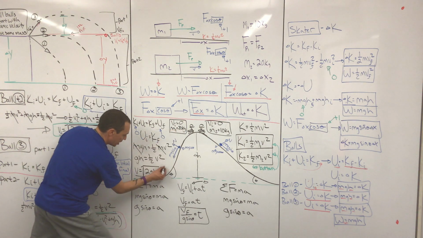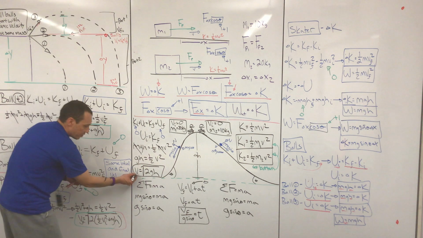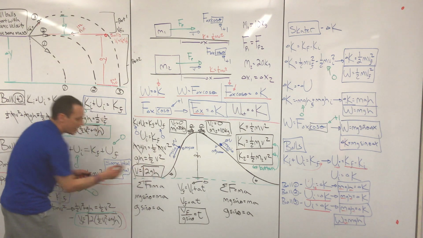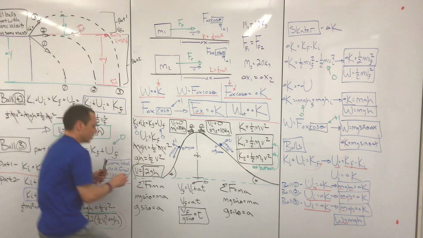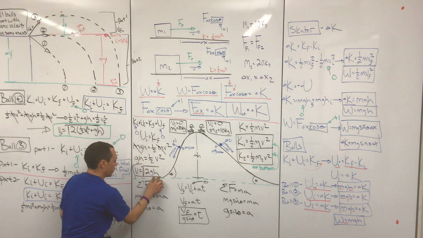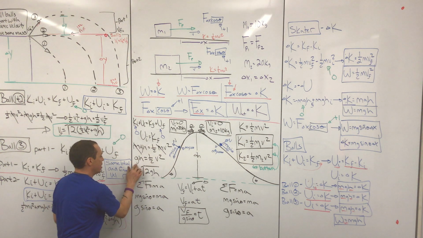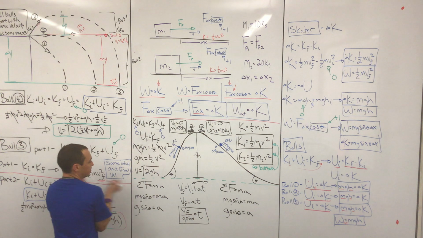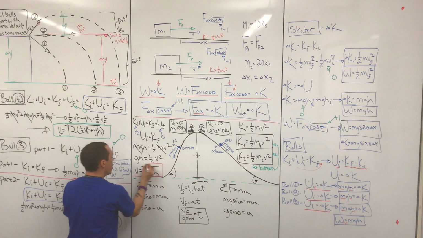So at the bottom of the hill, both skaters are going to have the velocity of the square root of 2gh, right? You see that? Let me make sure I do that in a different color. There's a lot of black on here. It can get hard to see. But this is the final equation for both skaters.